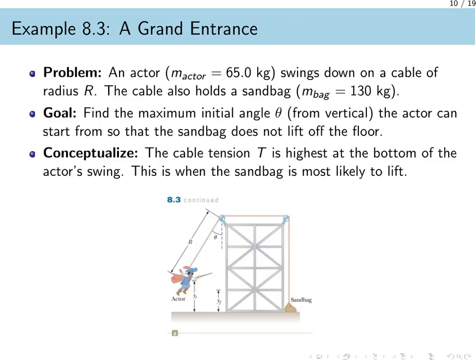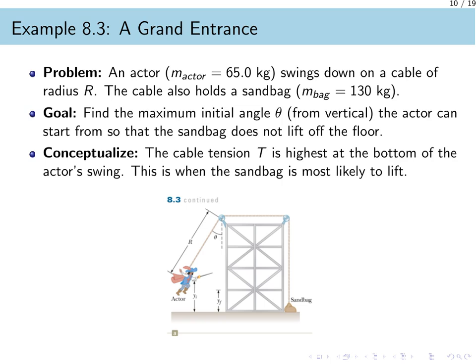This slide sets up a more complex problem. Example 8.3. An actor, with a mass of 65 kilograms, is attached to a cable that also holds a 130 kilogram sandbag. The actor swings down from an initial angle theta. Our goal is to find the maximum starting angle the actor can have so that the sandbag does not lift off the floor. The key insight is that the tension in the cable will be highest when the actor is at the very bottom of the swing.